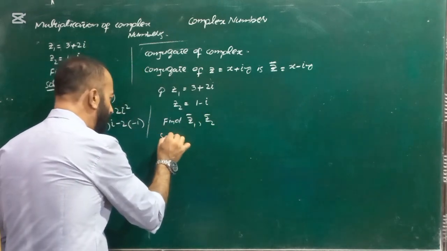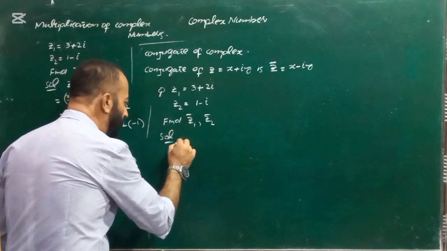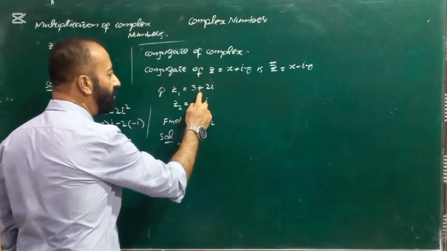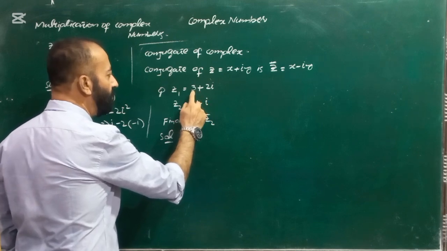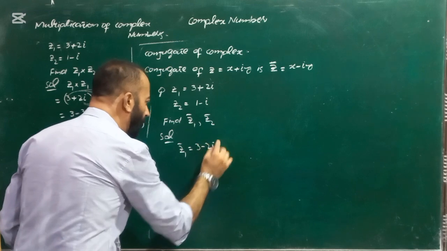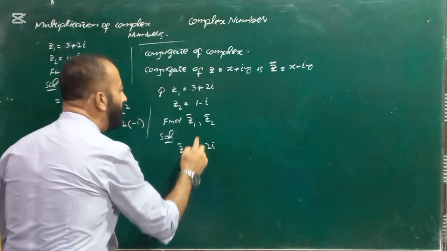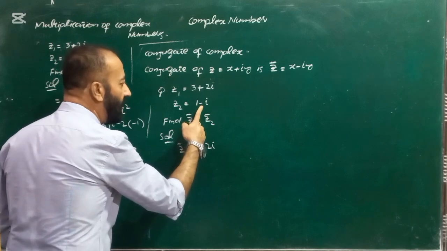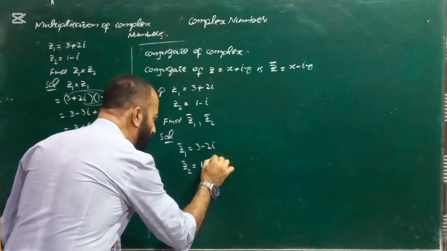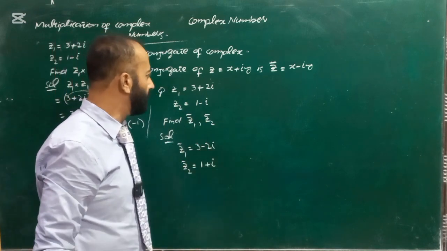So look here, for the conjugate of Z1 we only change the sign of the imaginary part. So that will be 3 minus 2 iota. Likewise, to get the conjugate of Z2, we will change the sign of the imaginary part. So it will become 1 plus iota. So this is the method to get the conjugate of any complex number.